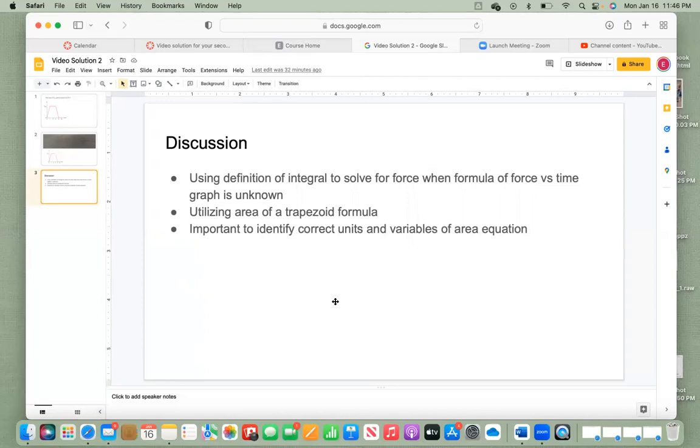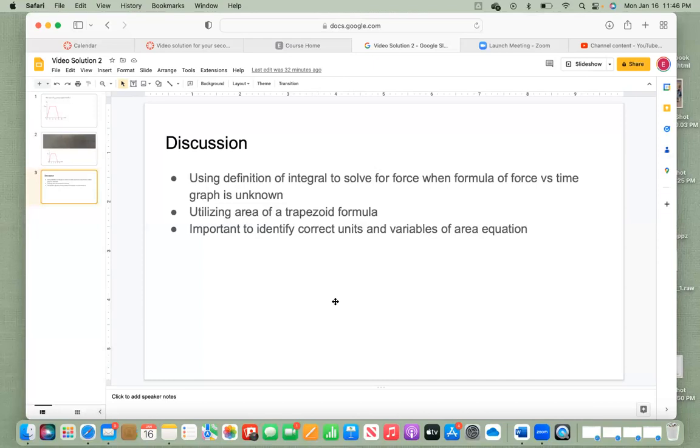And then when I was doing this problem, I was struggling with the units a little bit. So just making sure you're using units used in newtons typically. So for mass, it's going to be kilograms. And then for time, it's going to be seconds. So in this case, just making sure you're changing from milliseconds to seconds is very important.